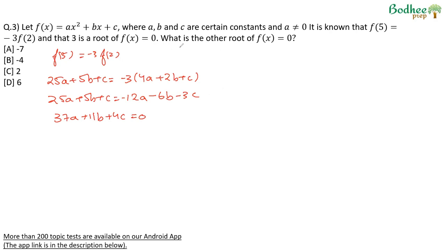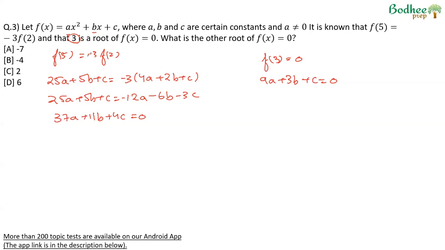Next, 3 is the root of f(x). Therefore, f(3) has to be 0. Putting 3 instead of x, we get 9a plus 3b plus c is equal to 0. We have to find the other root of f(x). If we get the value of a and b, we should be able to find the other root because we have one of the roots, which is 3. So using product of roots, we should be able to find it.